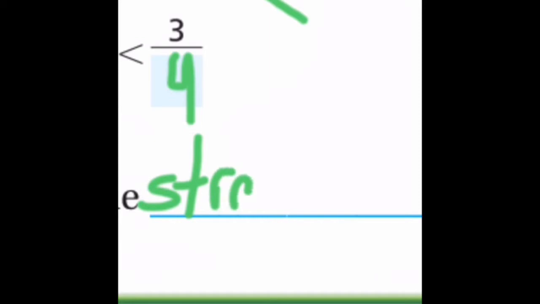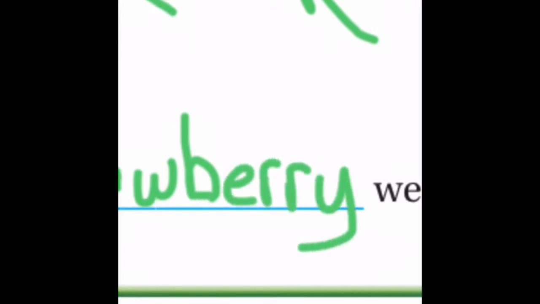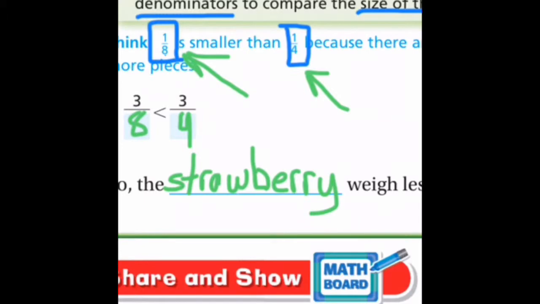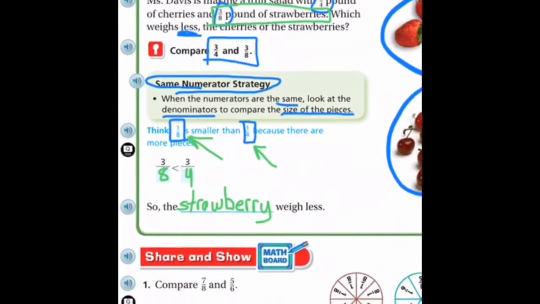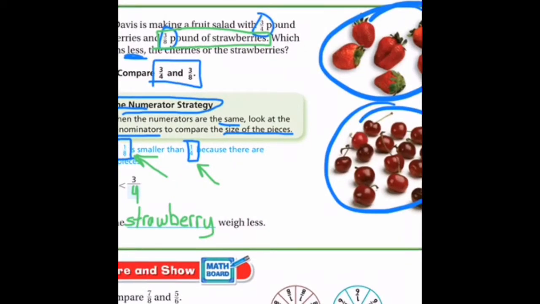Now that doesn't mean each strawberry weighs less than a cherry. We know that's not true. It means 3/8 of a pound of strawberries weighs less than 3/4 of a pound of cherries. Okay. Now that one might be the trickiest one.